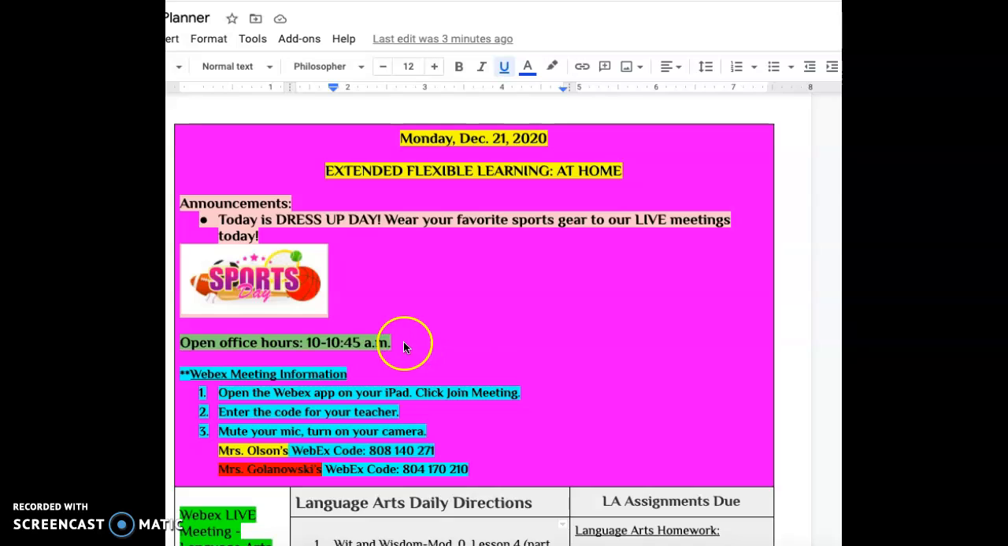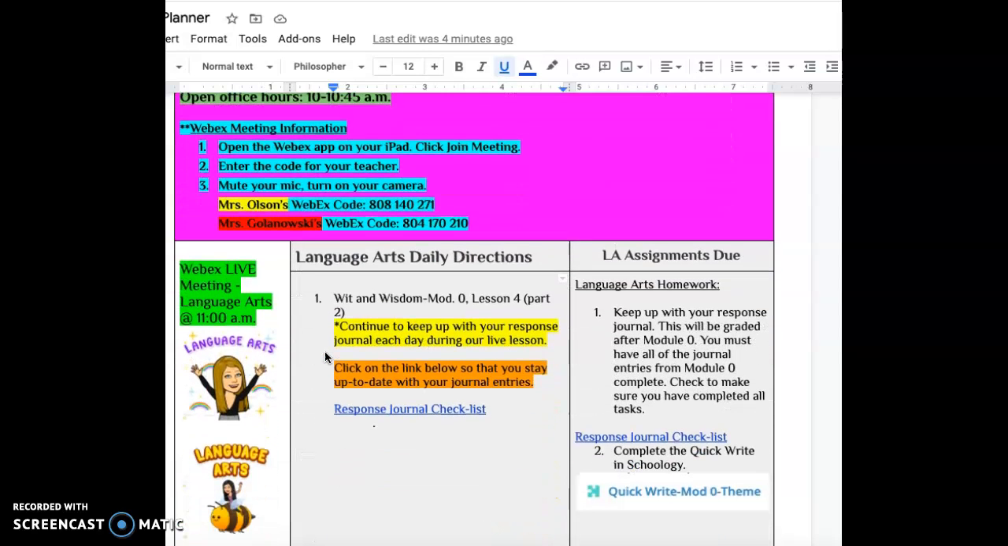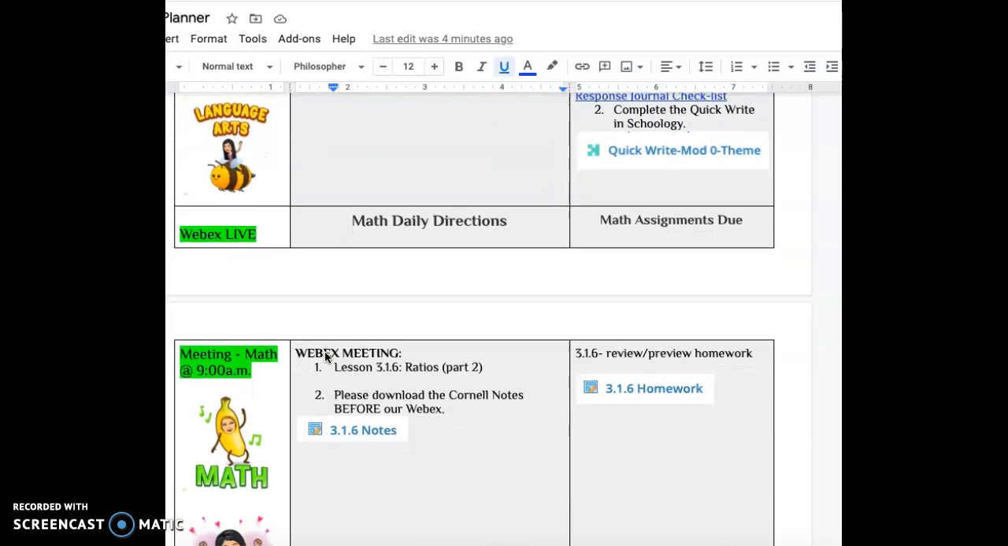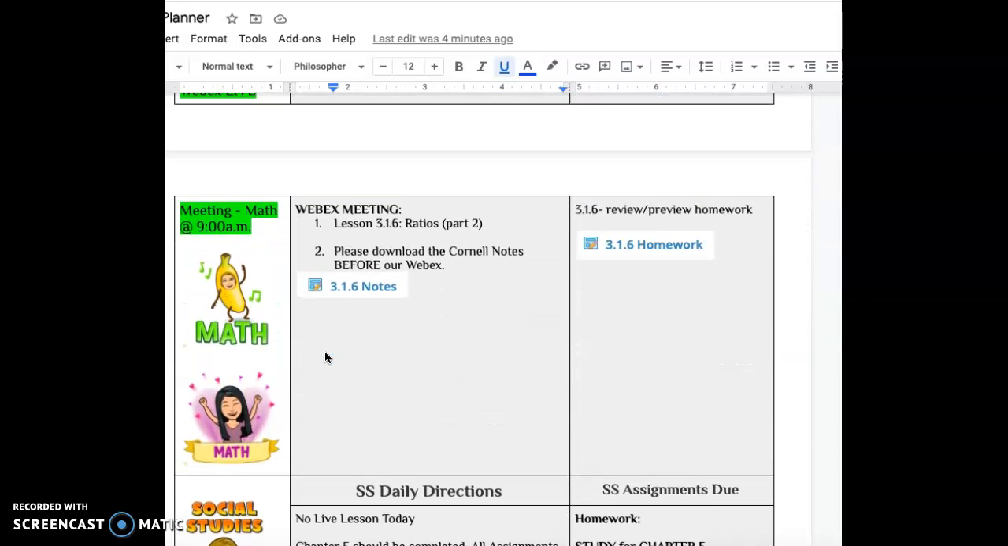We're going to start the day off with a sports day, so make sure for the live meetings you are dressed up in your favorite sports gear. We have a live meeting at 9 o'clock first for math.